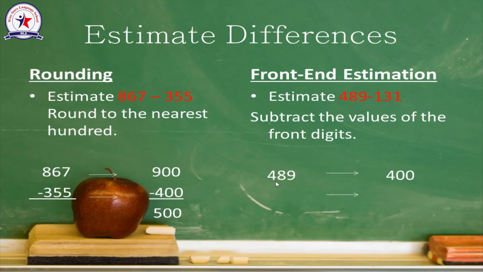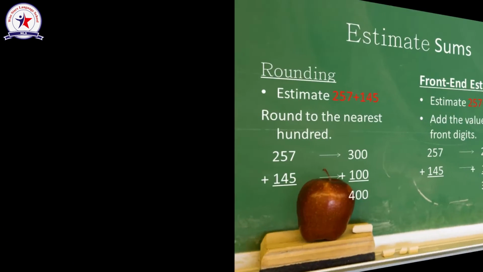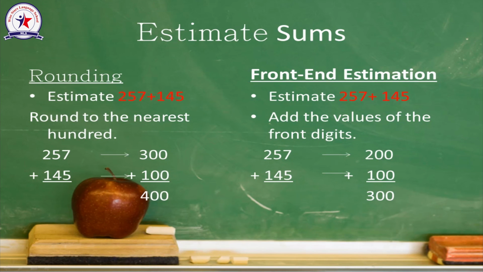489, you will write the first digit as it is, 4, as it is, then put 2 zeros. Minus 131. 131 will be estimated to 1 as it is, then put 2 zeros. Now 400 minus 100 will be 300. Guys, you can study this by yourself.